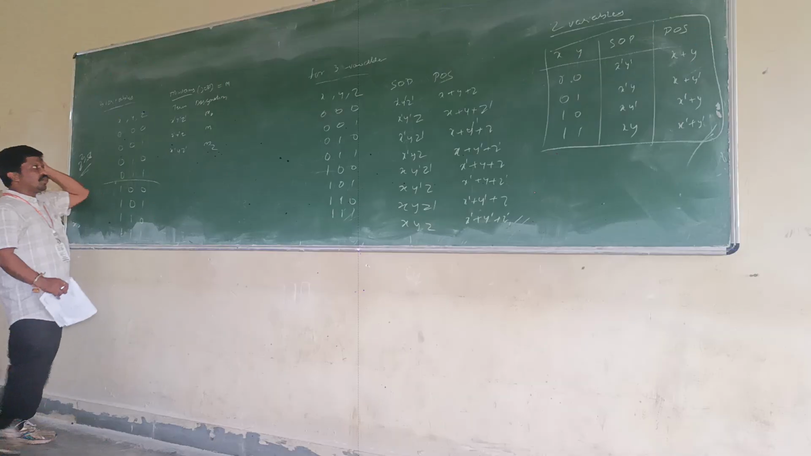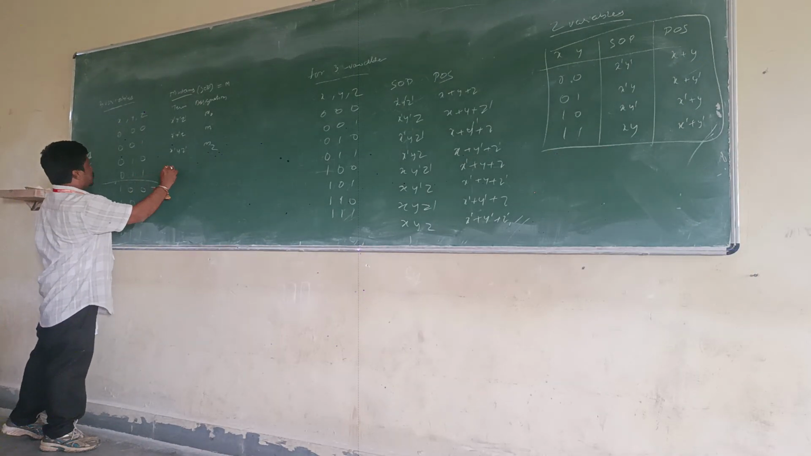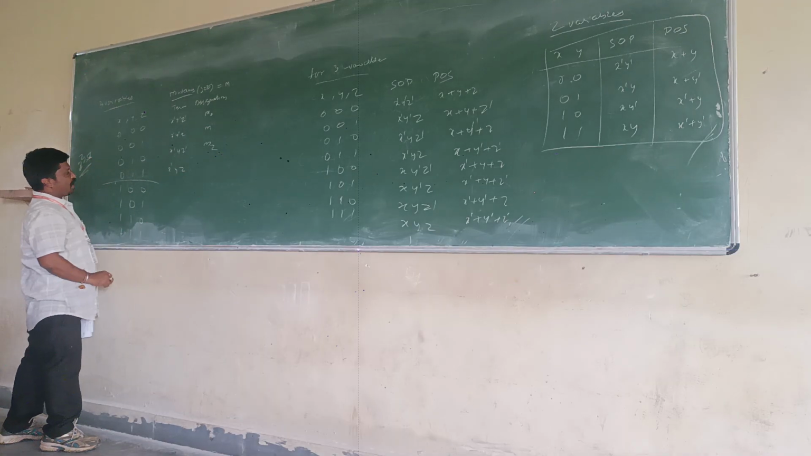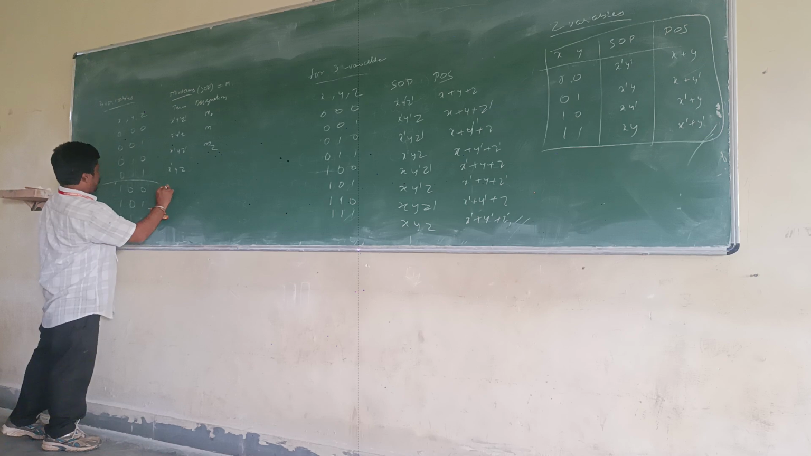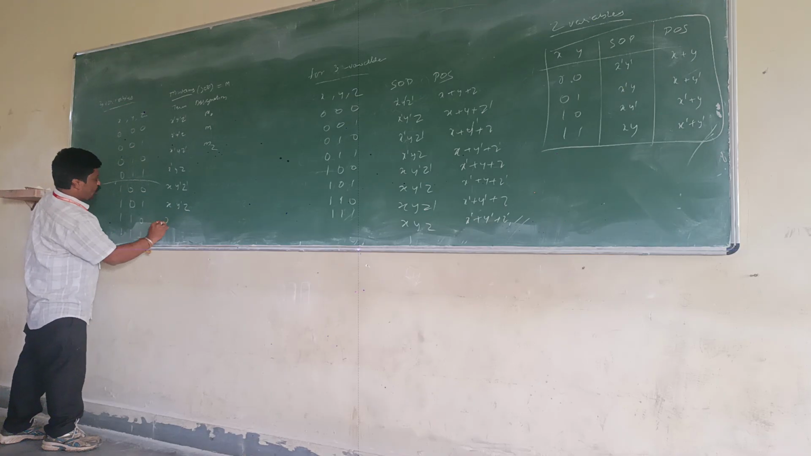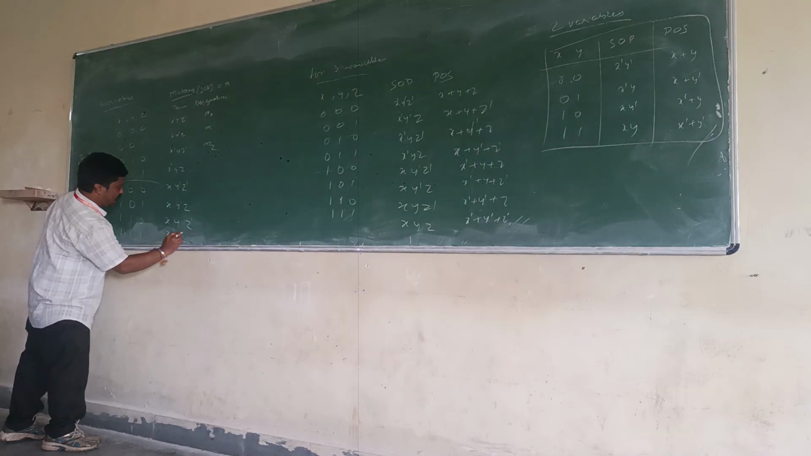Okay, like this you have to work through these problems. Here we write x, y, z. Then x bar, y, z. Then x, y bar, z bar. Then x, y bar, z. Then x, y, z bar. And then x, y, z.